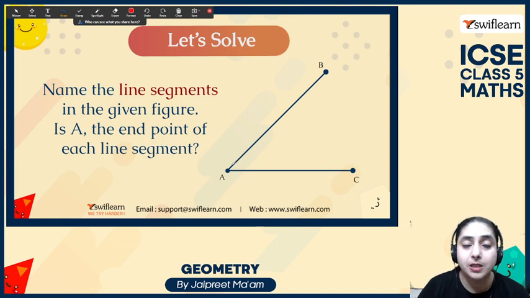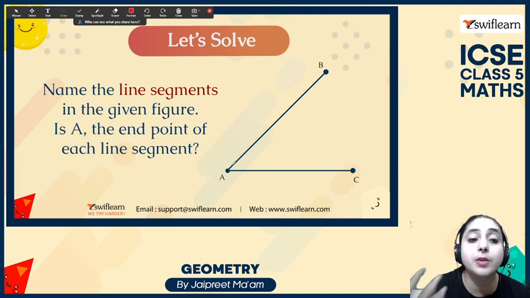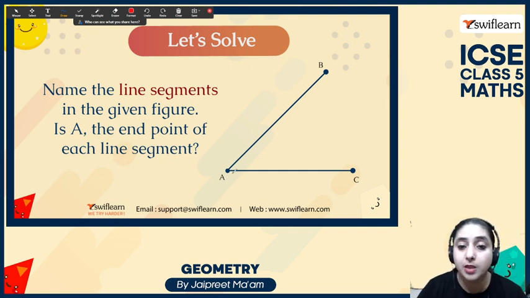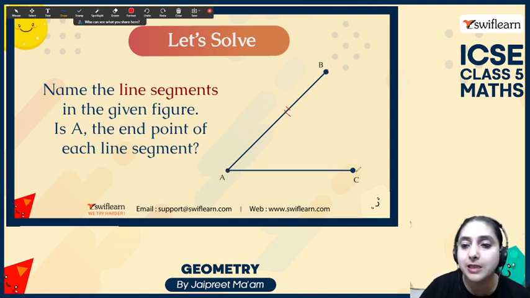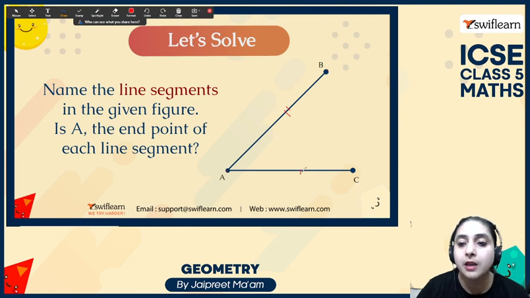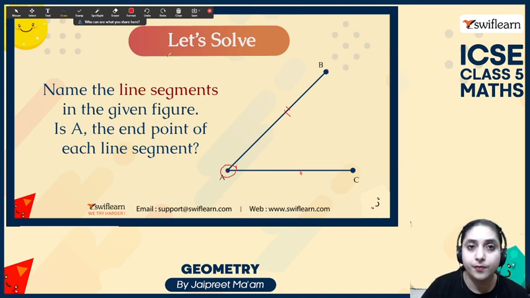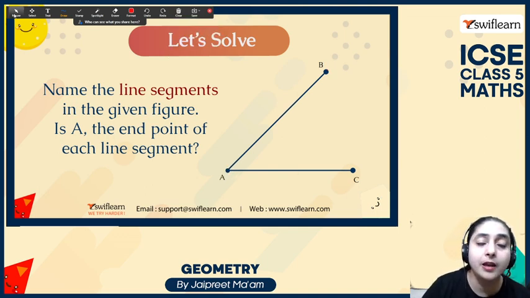In the given figure, is A the end point of each line segment? So name the line segment. हमें बताना है line segment कौन सी है. Is A the end point of each line segment? Look, this is one line AB, right? क्योंकि ये 2 end points के बीच में end हो रही हैं. And next is AC. Again, it's a line segment. Yes, the end point of both the lines is A. दोनों का end point क्या है? A.